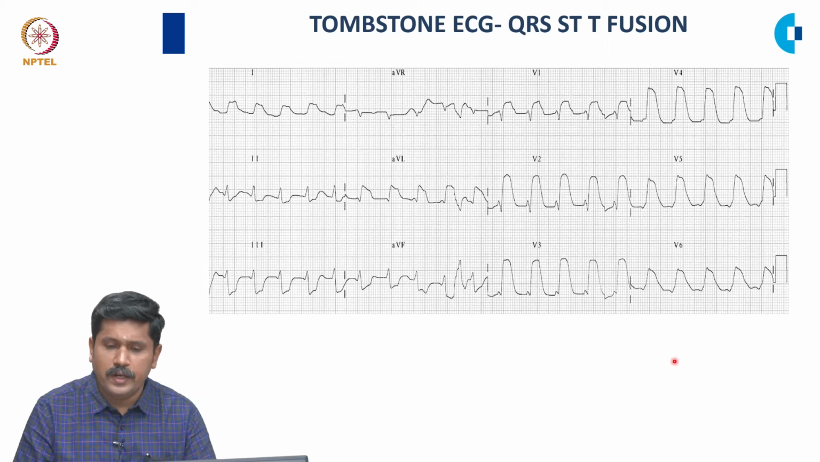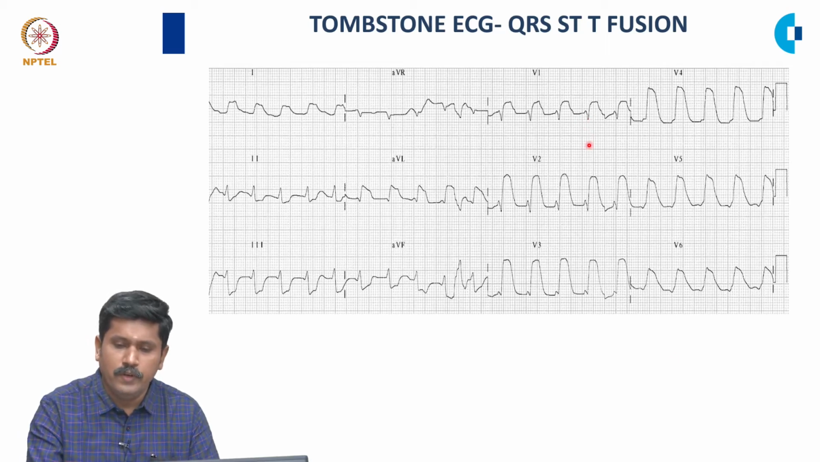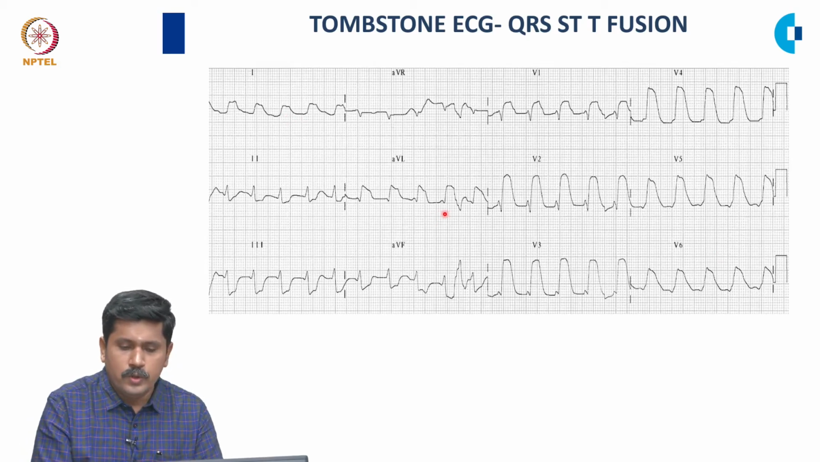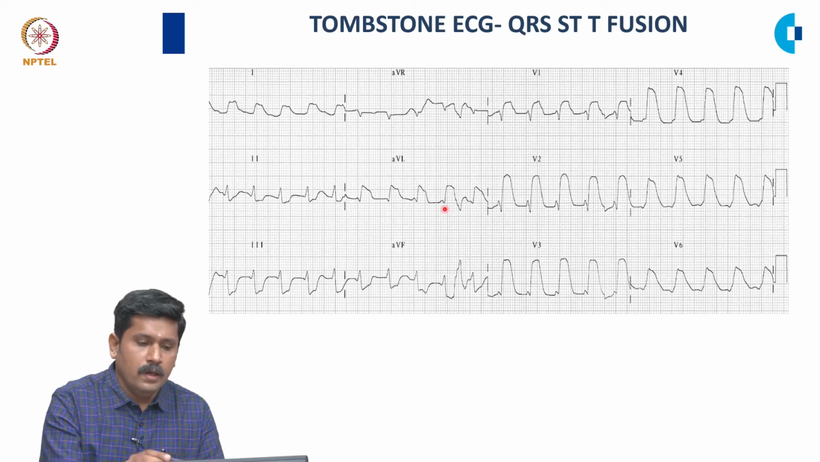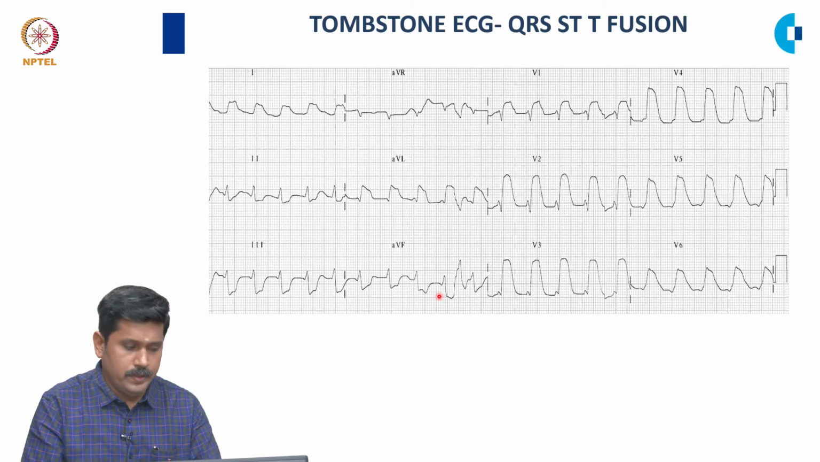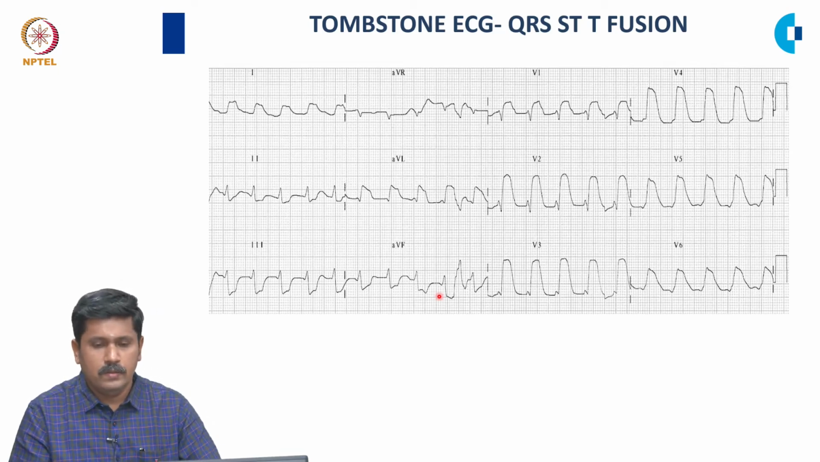So, here the ECG findings are ST elevation in V1 to V6, and lead 1 and AVL also show ST elevation. Leads 2, 3 and AVF show ST segment depression. So, the diagnosis is an extensive anterolateral MI.